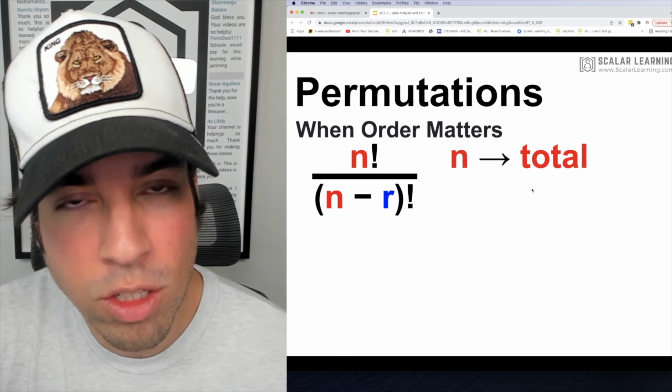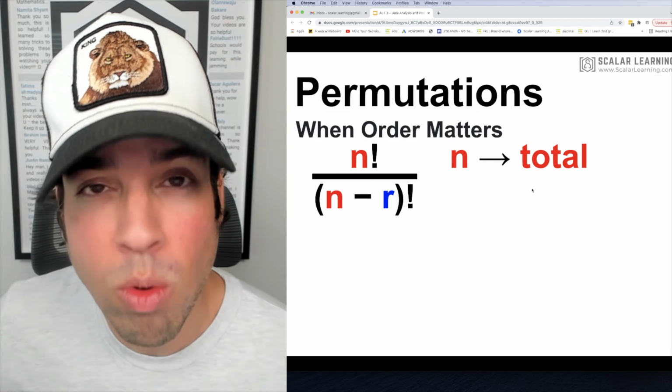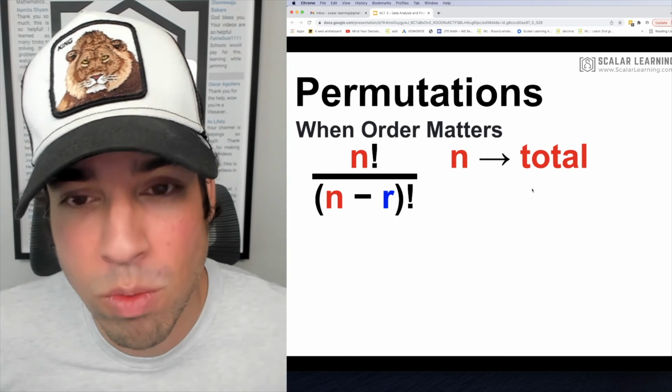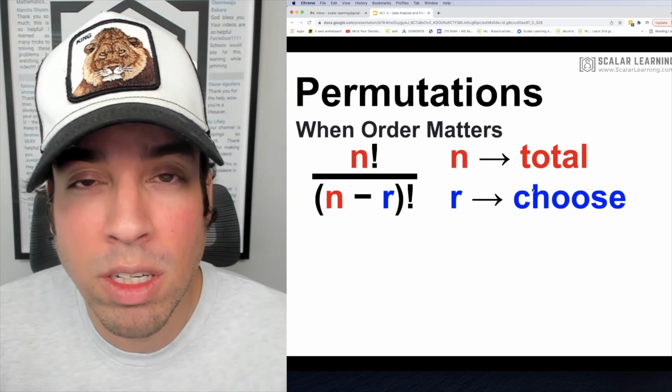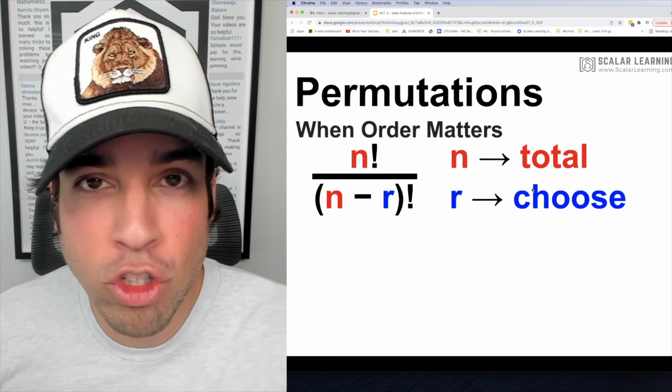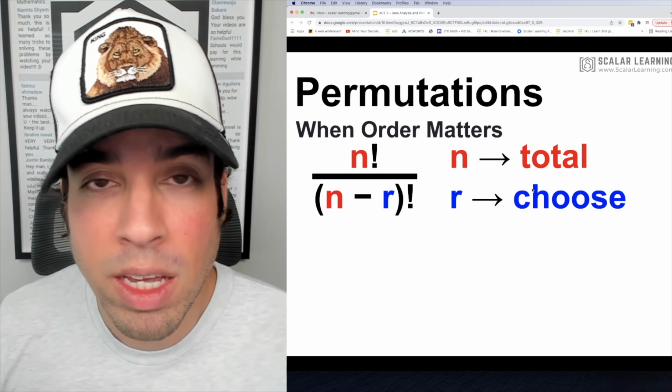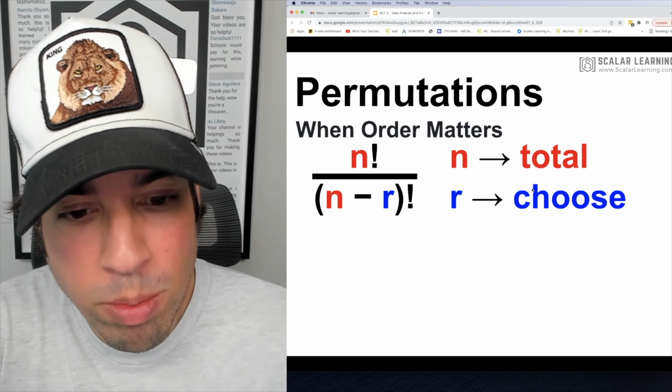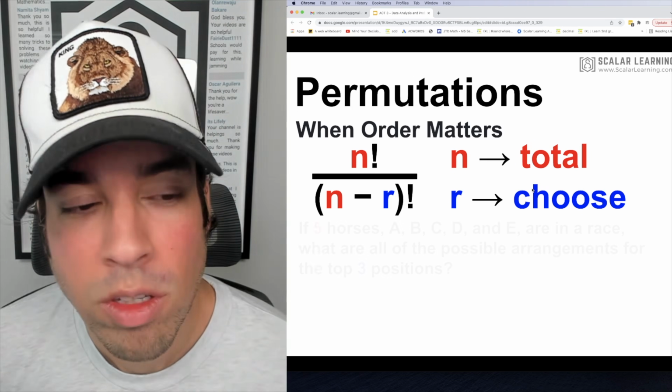So n is the total. So when I say total, it's the total amount of things that you're arranging. And r is the amount that you're choosing. So for example, if you have 10 people and you're trying to arrange 5 of them in an order, your n value would be 10, your r value would be 5. So now let's take an example.